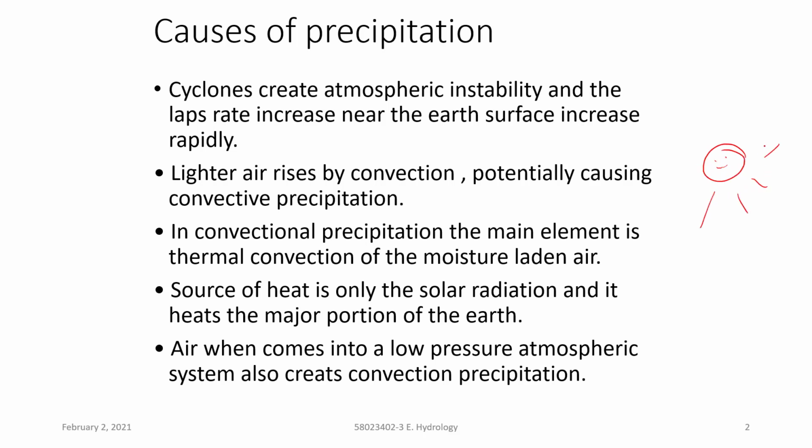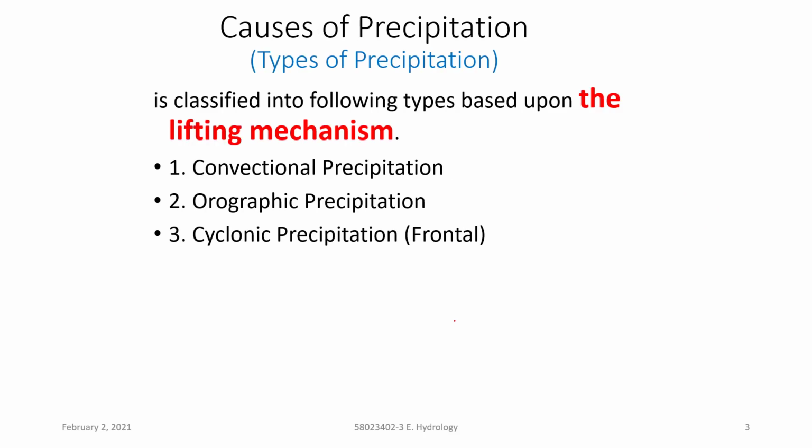We have the sun as a source of heat, and it is solar radiation. It heats the major portion of the earth. Air, when it comes into a low pressure atmospheric system, also creates convectional precipitation.